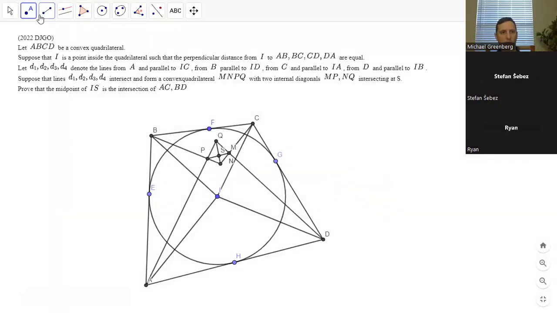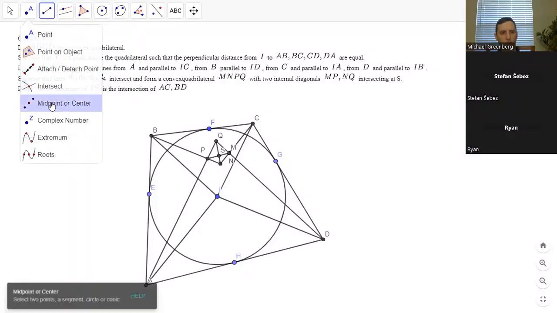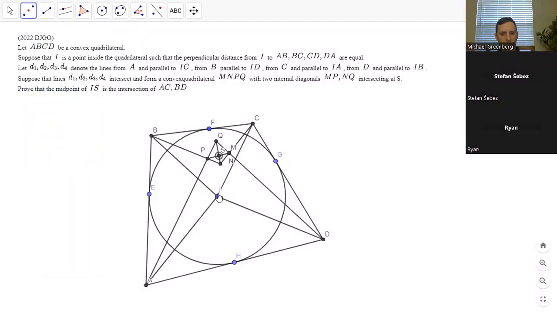And then take the midpoint of IS. And we want to show its intersection. So we want to show it lies on both BD and AC. Okay.